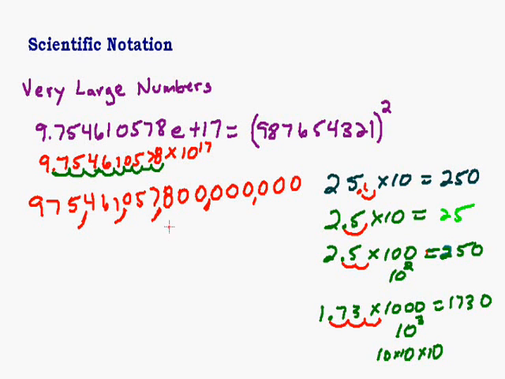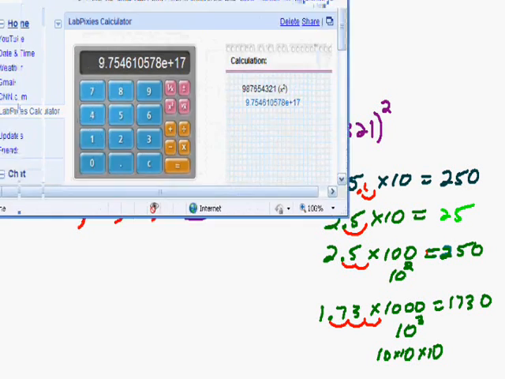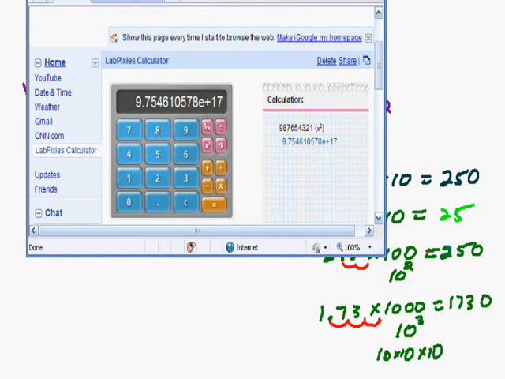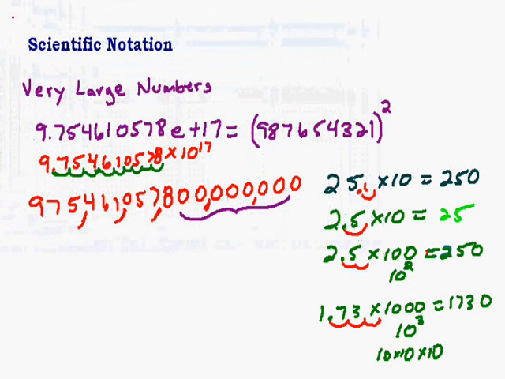Now, this number is an estimate because the actual number would have digits here. But we don't know what those digits were because our calculator cut it off. And we can only estimate after that and say that it's zeros. So you'd have to get a calculator with more digits on its screen to get the actual answer.